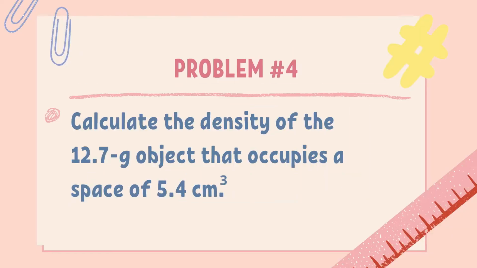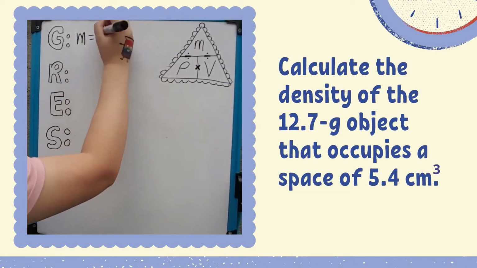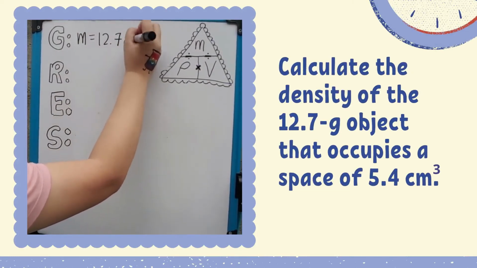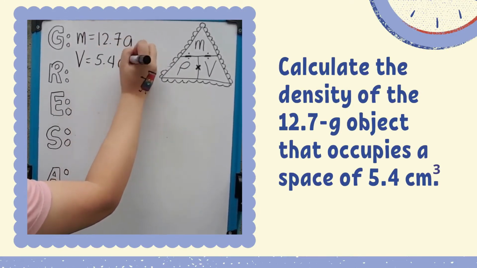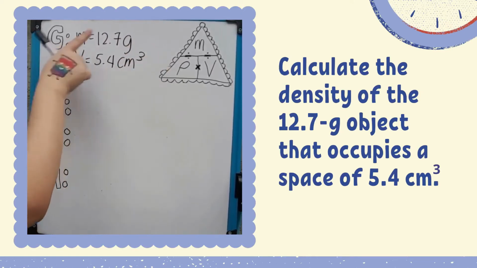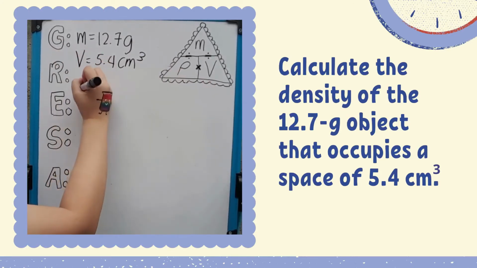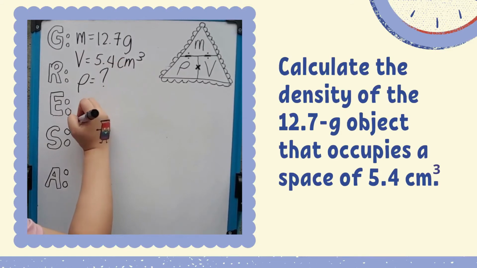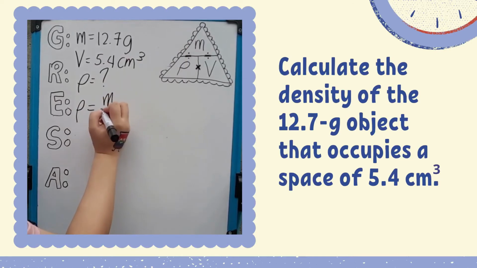Problem number 4. Calculate the density of a 12.7 gram object that occupies a space of 5.4 centimeter cubed. In this problem, we are given the value of the mass, which is 12.7 grams, and the value of the volume, which is 5.4 centimeter cubed. Since we already have the mass and the volume, we should now compute for the density. Our equation is density is equal to mass divided by volume.